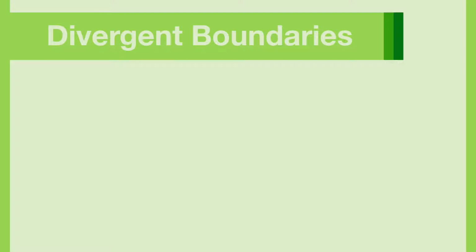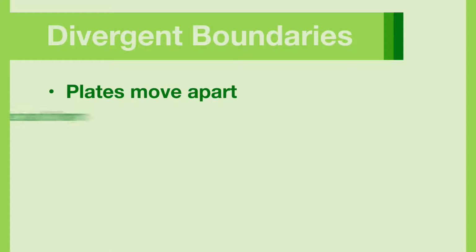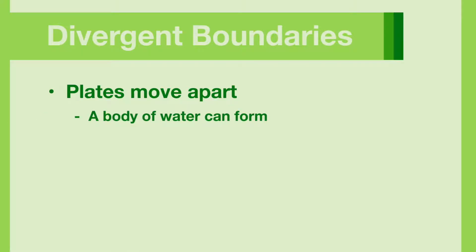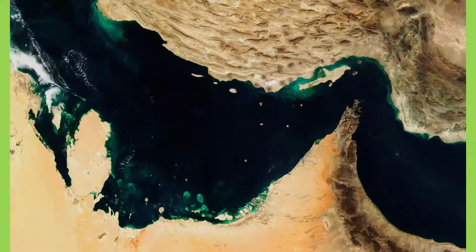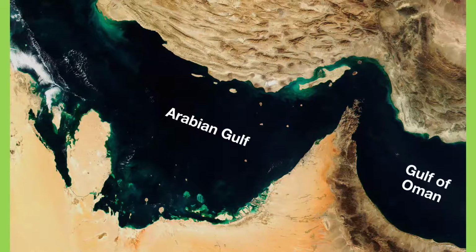The second type of boundary is called divergent. At a divergent boundary, the plates move apart. As they move away from each other, a body of water can form between them. A good example of this is the Arabian Gulf region, where the Arabian Plate and the Eurasian Plate moved apart to form the Arabian Gulf and the Gulf of Oman. More recently, the 2 plates have become convergent again, forming mountains. You can see those at the top of the photo. You don't have to worry about the Arabian Gulf disappearing anytime soon, though, because these changes take place over millions of years.